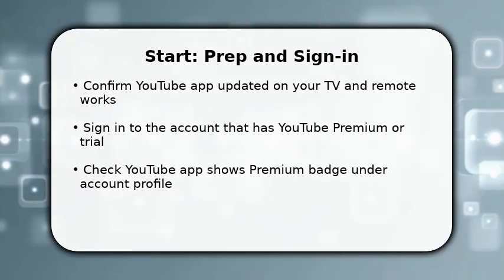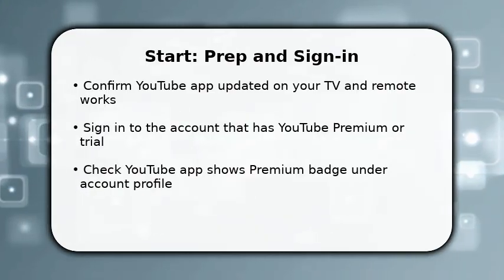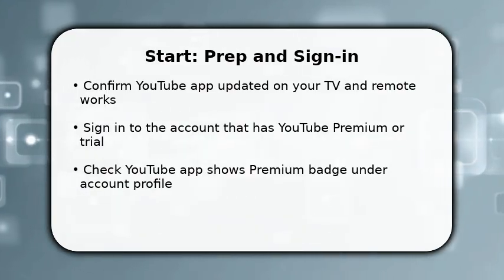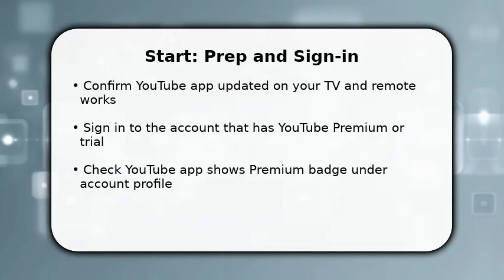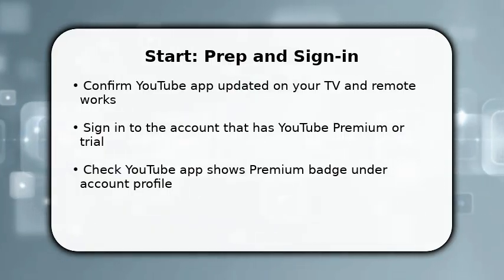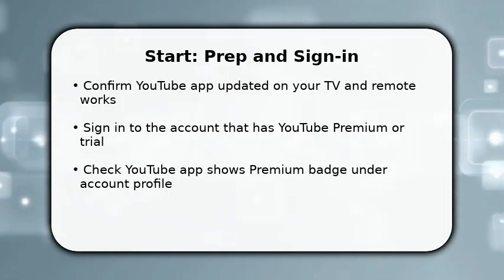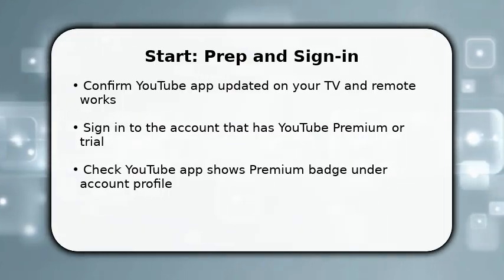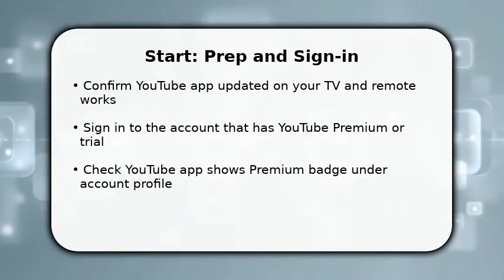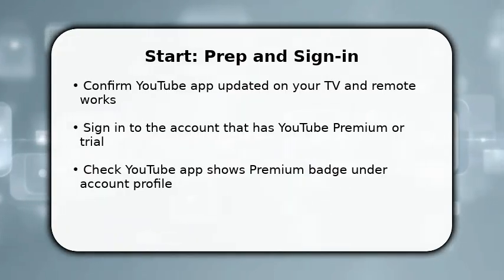You want to stop ads fast? First, update and open the YouTube app, then sign in with the account that will control playback. If you plan to use YouTube Premium, confirm the subscription or trial under Account Purchases. Once done, make sure your TV and remote are paired. Without signing in, you can't use skip buttons tied to your account.